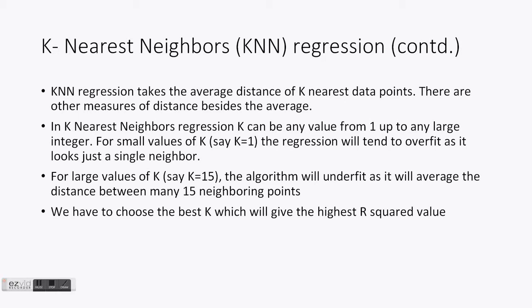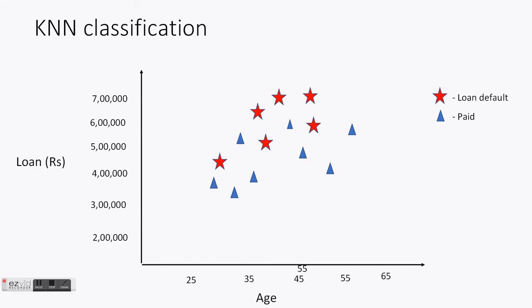Once you choose these different values, you can use some measure like R squared to determine how good the fit is. We can also use KNN for classification. For example, if we have a toy example where we have the age of people who have taken loans, and then we have the status, whether they paid the loan or defaulted on the loan. The stars are the defaulters, and the blue triangles are those who paid the loan.